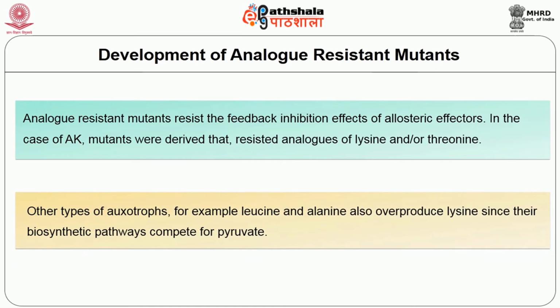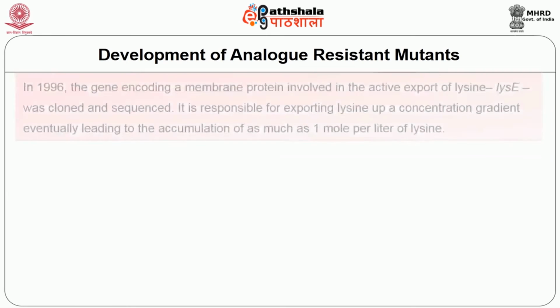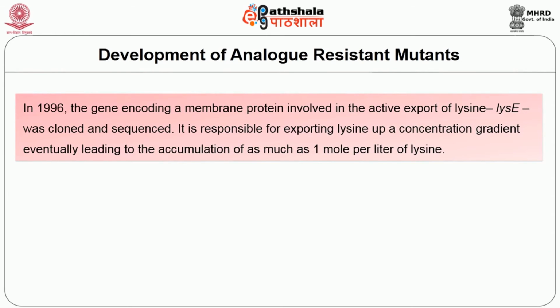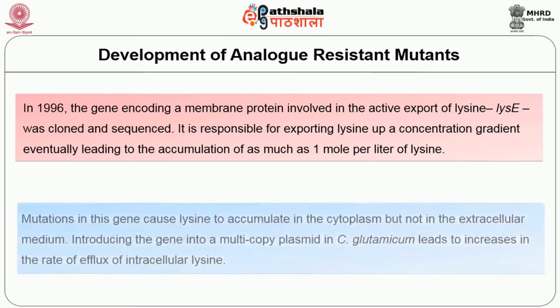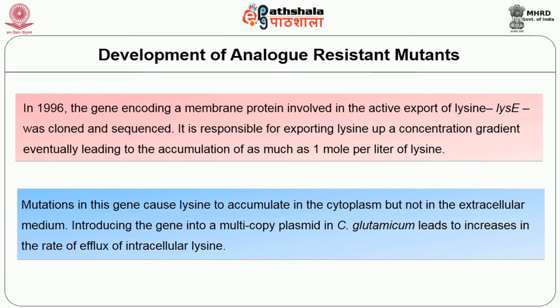Other types of auxotrophs, for example, leucine and alanine, also overproduce lysine, since their biosynthetic pathways compete for pyruvate. In 1996, the gene encoding a membrane protein involved in the active export of lysine, that is LysE, was cloned and sequenced. It is responsible for exporting lysine up a concentration gradient, eventually leading to the accumulation of as much as 1 mole per liter of lysine. Mutations in this gene cause lysine to accumulate in the cytoplasm but not in the extracellular medium. Introducing the gene on a multi-copy plasmid in Corynebacterium glutamicum leads to an increase in the rate of efflux of intracellular lysine.